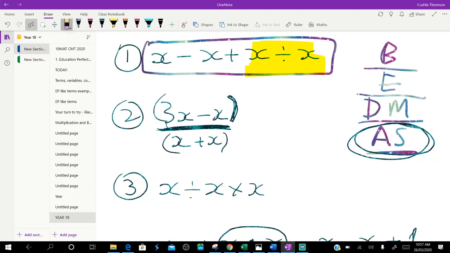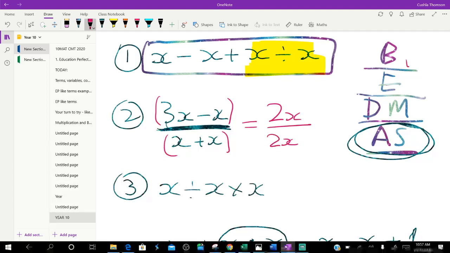With number 2, as I said before, but you might have missed it, the fraction line is like an invisible bracket. So that means that I can, first of all, before I do anything else, work out the top line. I'm putting the bracket back in. 3x take away x will give me 2x. And then x plus x will give me 2x. So I've done my brackets, my invisible brackets, and now I'm going to do my division. So 2x divided by 2x gives me 1. Okay.